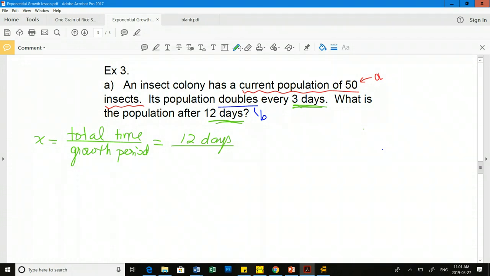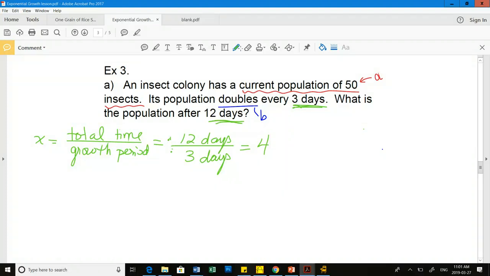3 days. Okay. It is important, guys, that these two things are the same unit of measurement. Okay? Otherwise, it's not going to work for you. So if it's weeks and days, then I'll maybe change everything to days, right? Okay, so after 12 days have passed, my population should have doubled 4 times.